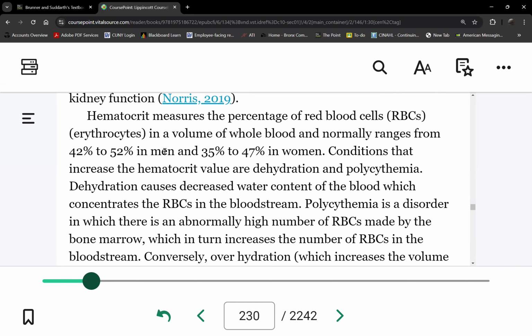In a given blood sample. Okay, very good. So let's say I have 100 ml of blood. The number of red blood cells in there is measuring hematocrit. Meaning this is the distribution of red blood cells in a given blood sample. So what's the normal?